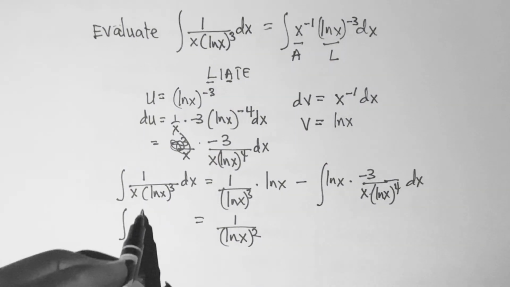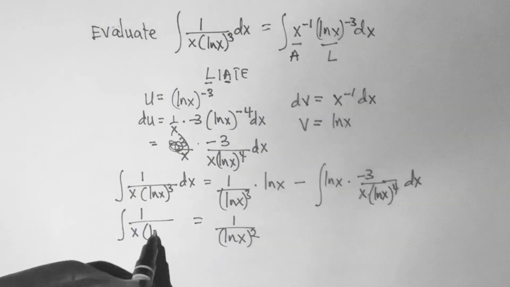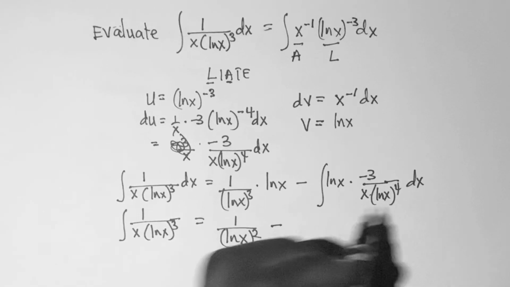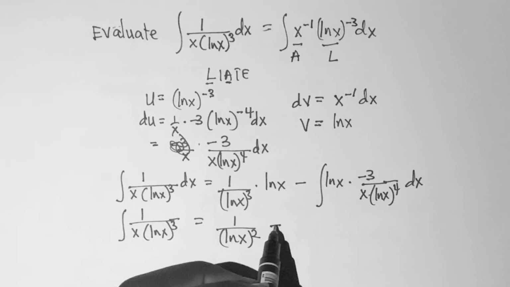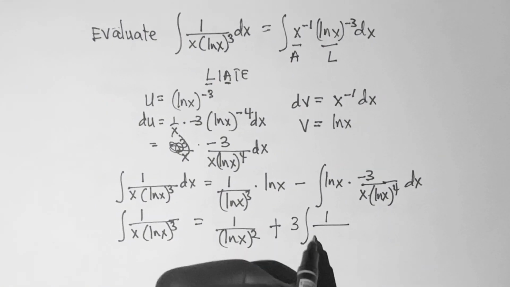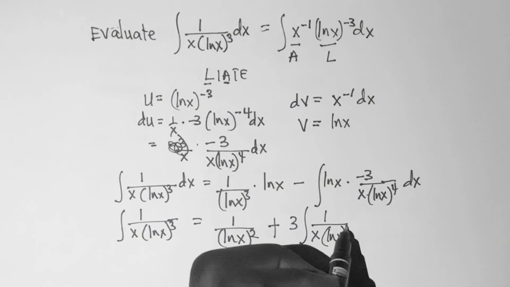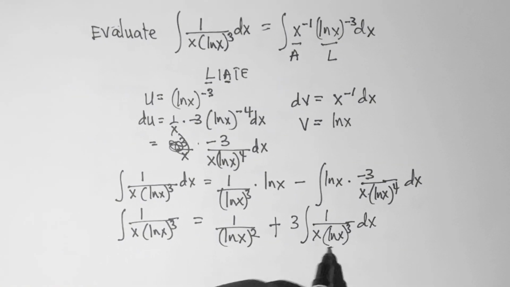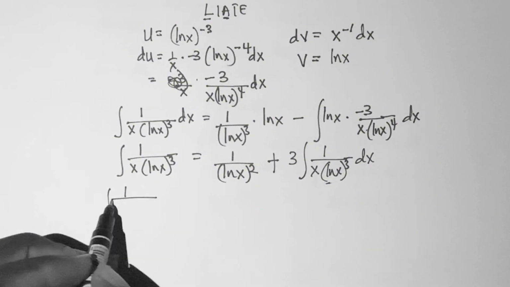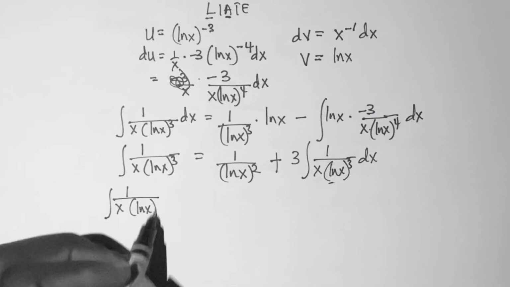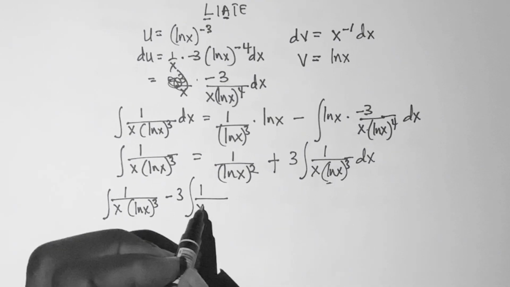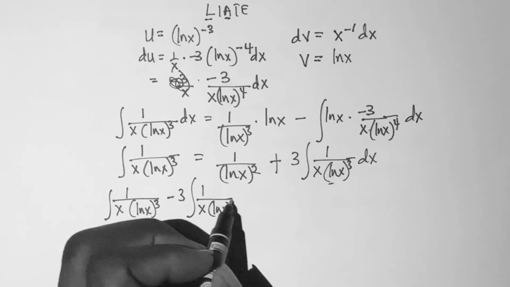However, this is the integral of 1 over x times natural log of x all exponent 3, then minus, now this natural log of x will cancel one here. So if I pull out minus 3, here becomes plus 3 integral of 1 over x times natural log of x all exponent 3 dx. So you see that this and this look the same. So in the next step, it's going to be the integral of 1 divided by x times natural log of x all exponent 3 minus 3 integral of 1 divided by x times natural log of x all exponent 3 dx.